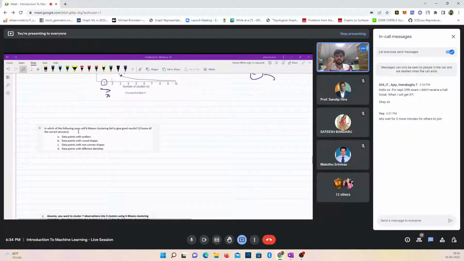It is asking: in which of these cases will k-means clustering fail to give good results? Let's go one by one. If data points have outliers, what would happen? Would your k-means clustering give good results or not? What is your guess? Would it give or would it not give?